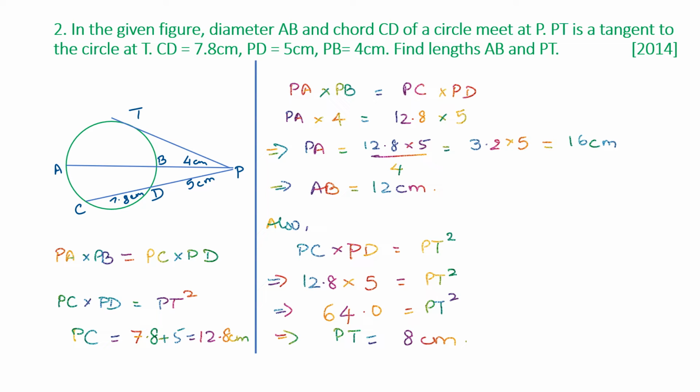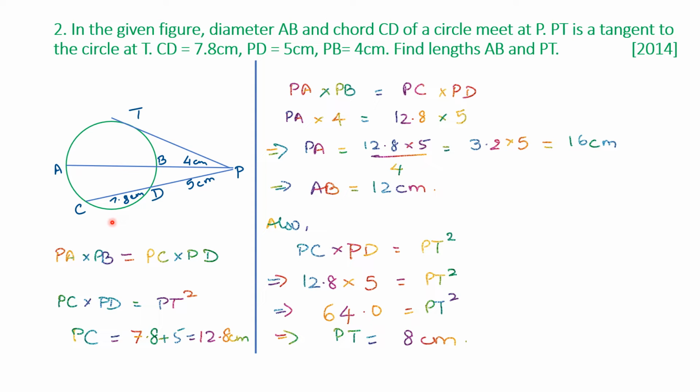In this figure, we have diameter AB, chord is CD, and you have a tangent PT. So when I extend this diameter AB to the point P and CD is extended to the point P, we are given CD equal to 7.8, PD equal to 5 centimeters, PB this much is equal to 4 centimeters. We have to find the length of the diameter and the tangent.